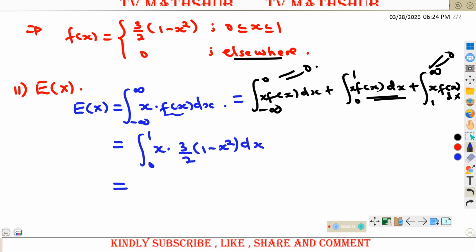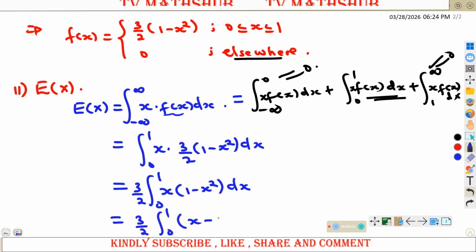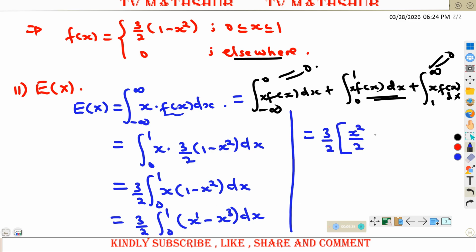So from here, this is same as having 3 divided by 2 into x times 1 minus x squared dx, from 0 up to 1. This is same as having 3 over 2, integral from 0 to 1 of x minus x to power 3 dx. Now integrate this. This is x to power 1, so increase the power by 1, divided by the new power. This will be x to power 2 divided by 2, minus x power 4 divided by 4, from 0 to 1.